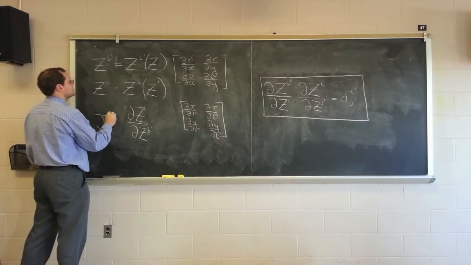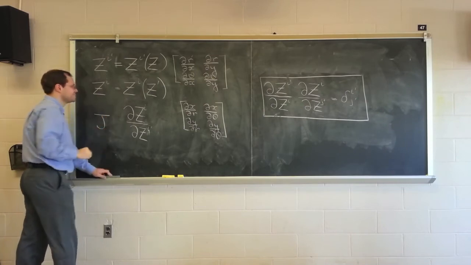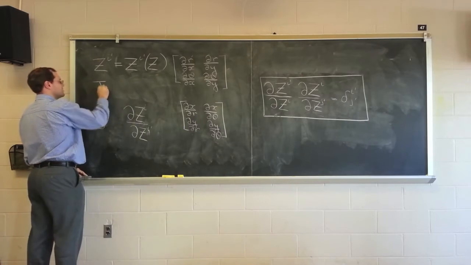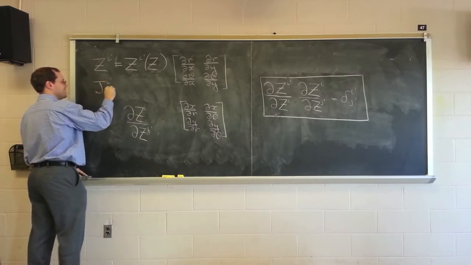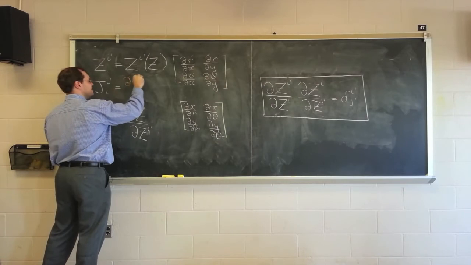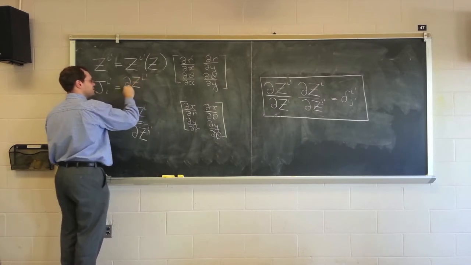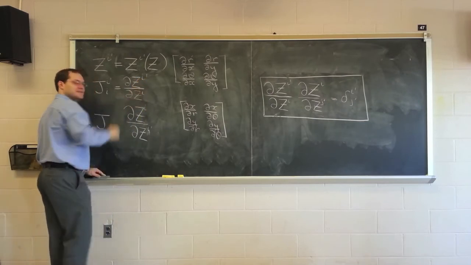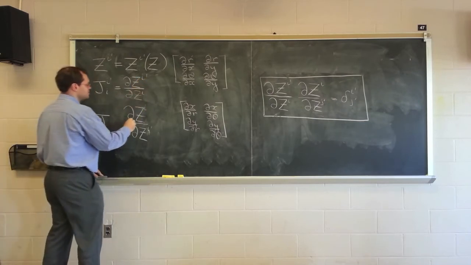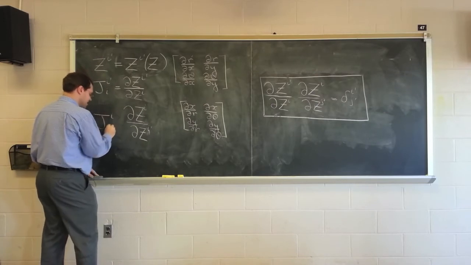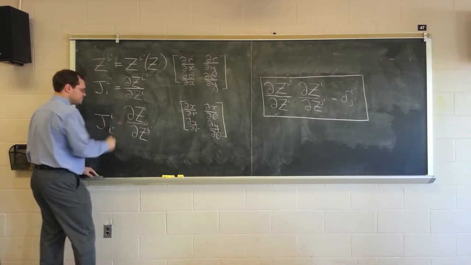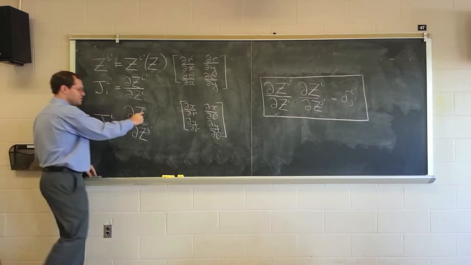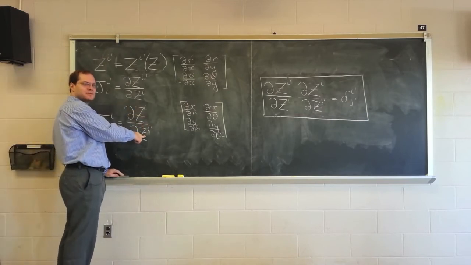I can't believe I erased the other one. All right, it's going to come back here. J_i'i is the first one. It's dz_i' in terms of dz_i, where these are the functions and these are the independent variables. And this one goes the other way, dz_i in terms of dz_i', where these are the functions and these are the independent variables.